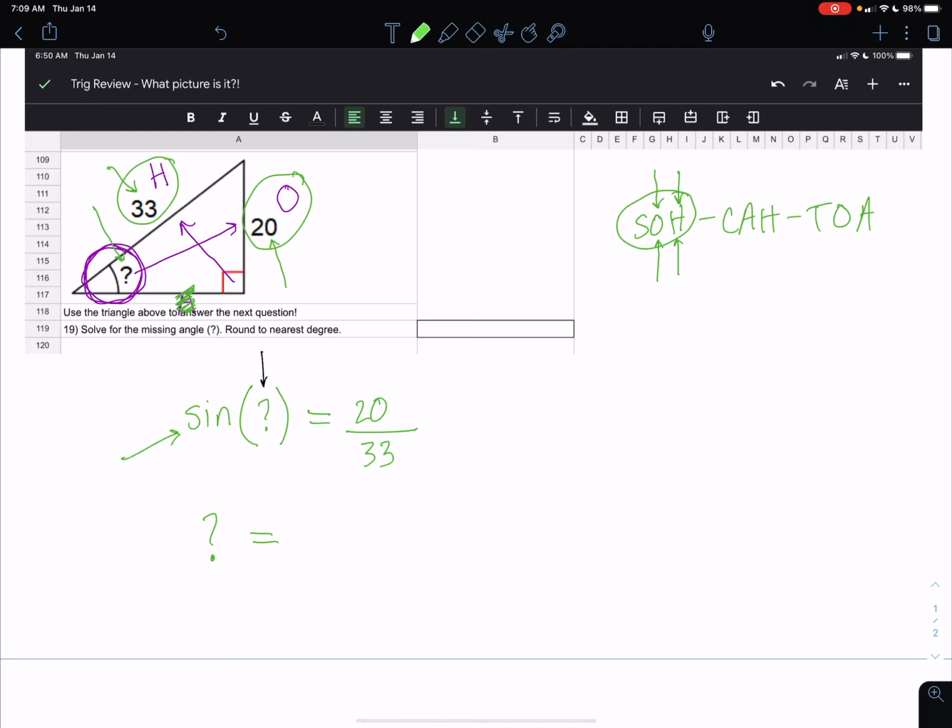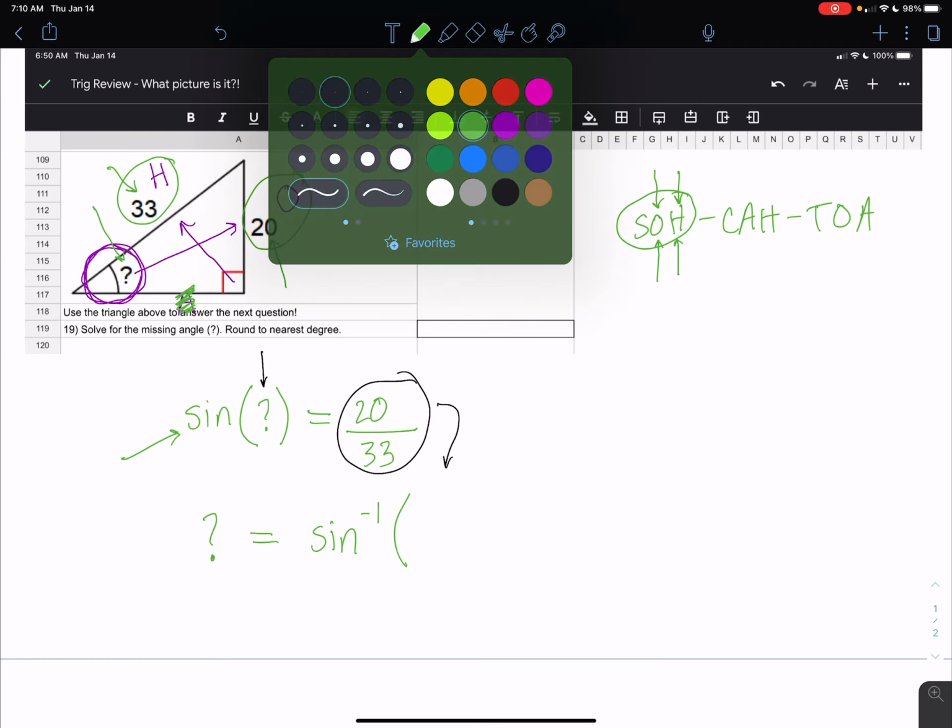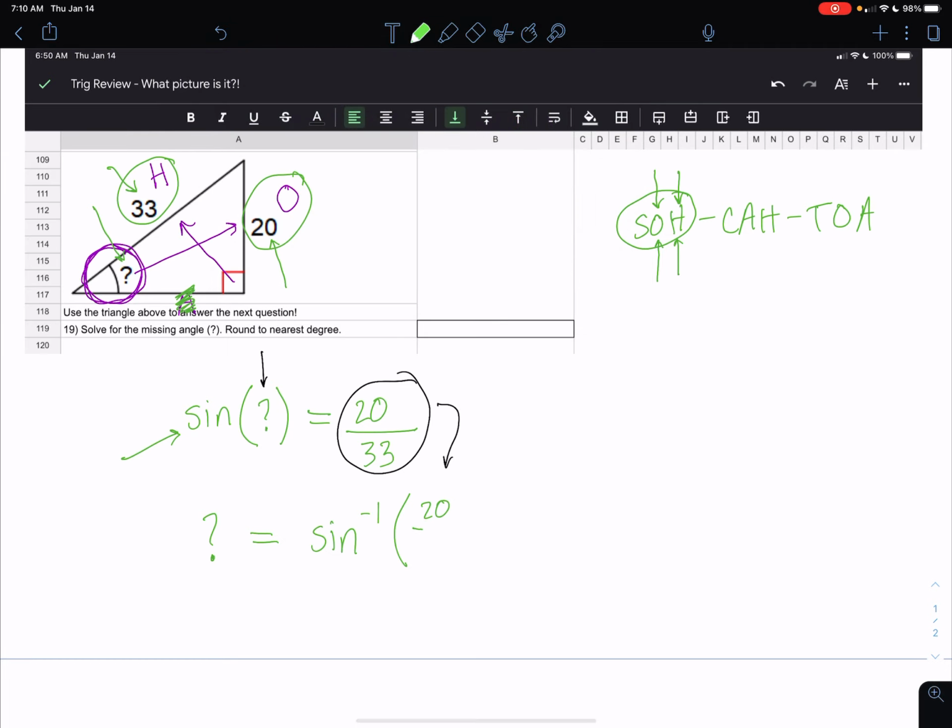So we still want to use sine, but we need to use sine -1. And then that's going to require that we put something into parentheses again, and what goes in the parentheses is just the fraction that we set up. And so in our sine -1 parentheses, we'll put 20 divided by 33. And then this right here is what we need to type into Desmos, all right?